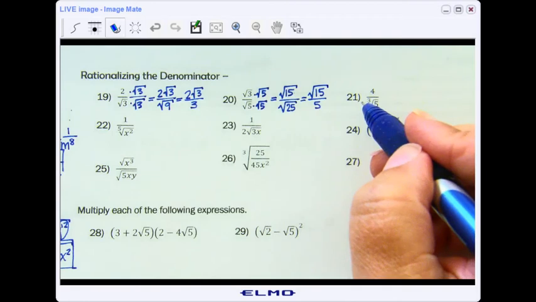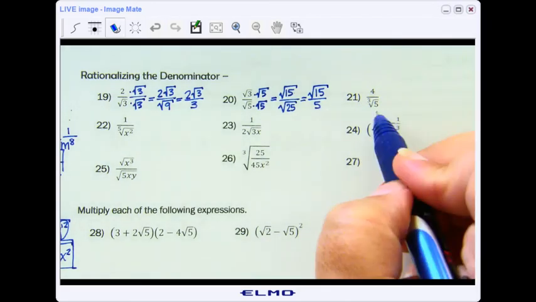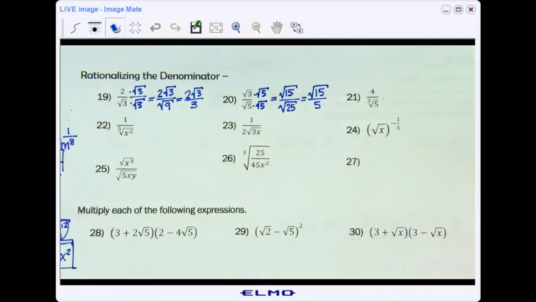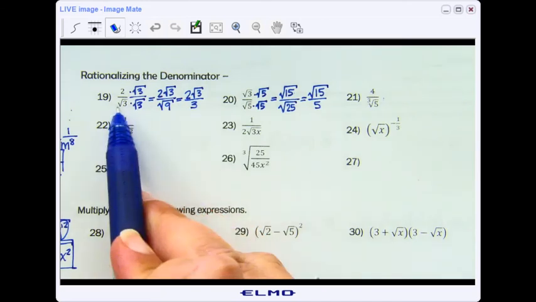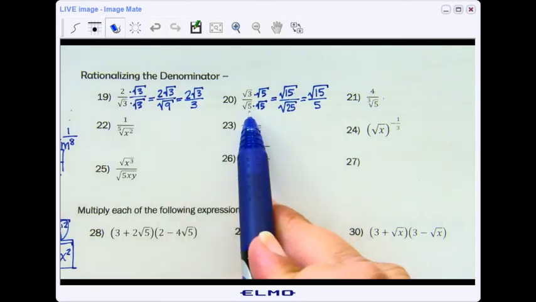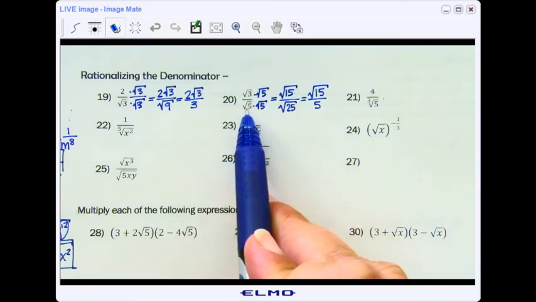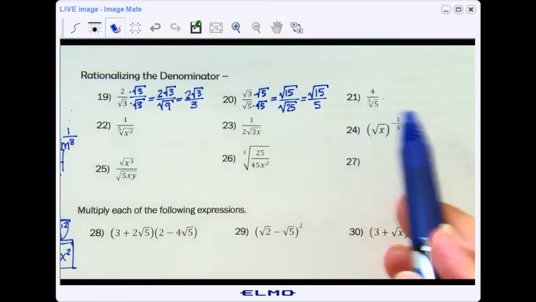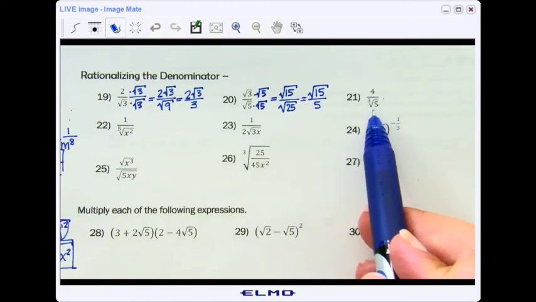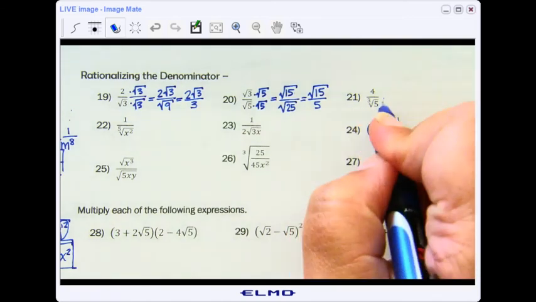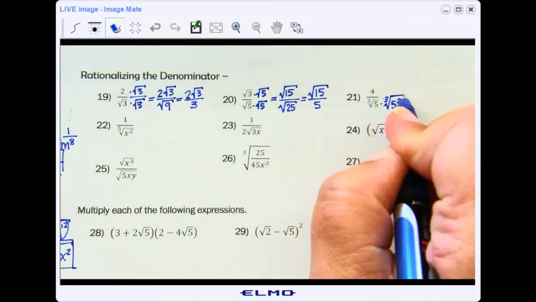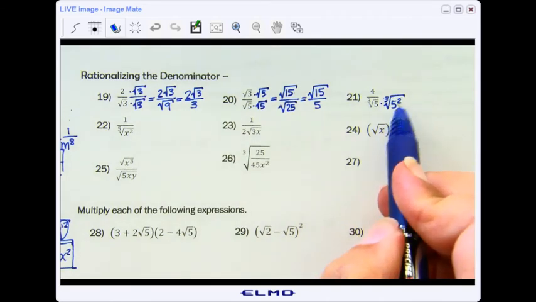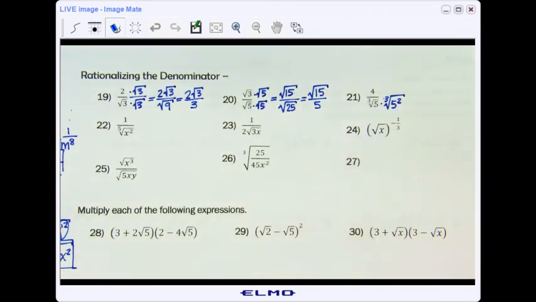And number 21, I need to rationalize the cube root of 5, which means I need to make a perfect cube. In number 19, I was making a perfect square because I had a square root. In number 20, I was making a perfect square because I had a square root. In number 21, I need to make a perfect cube, not a perfect square. So I'm going to multiply by the cube root of 5 squared because I need 2 more 5s in order to make a perfect cube.